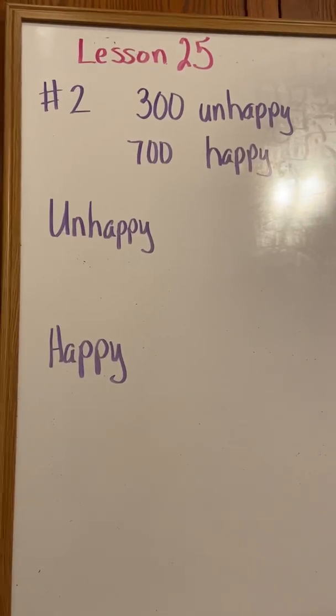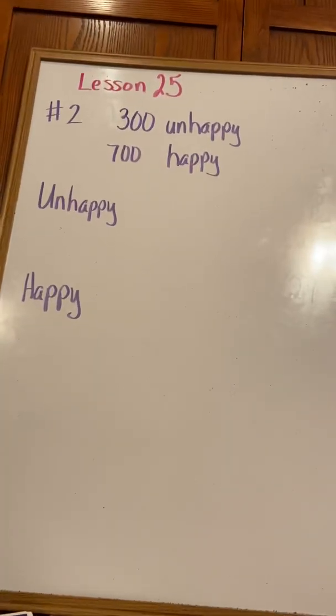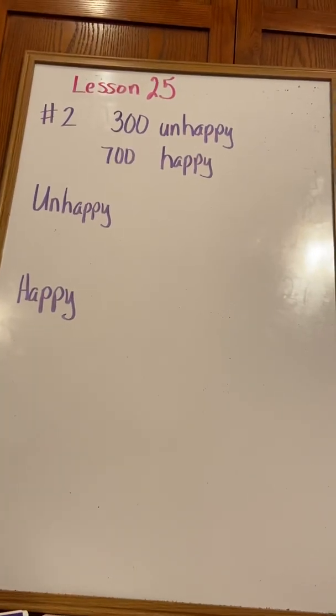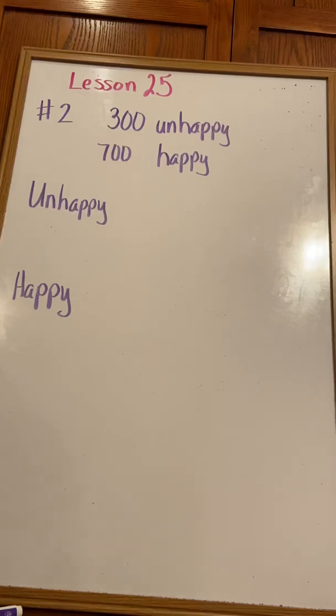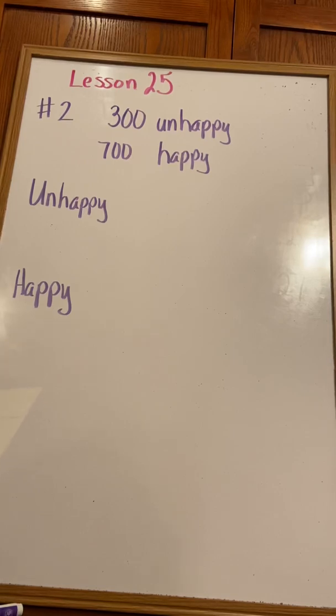Lesson 25, question number 2. Question number 2 says, a survey was taken that asked participants whether or not they were happy with their jobs. An overall score was given. 300 of the participants were unhappy, while 700 of the participants were happy with their job. Give a part to whole fraction for comparing happy participants to the whole.